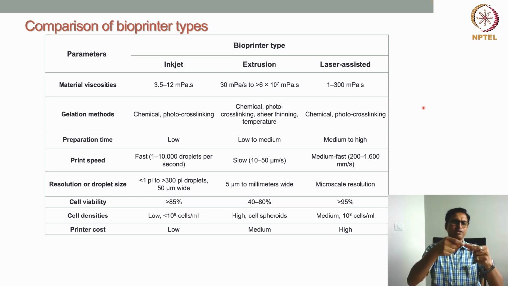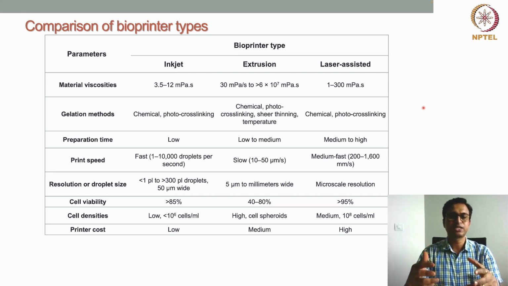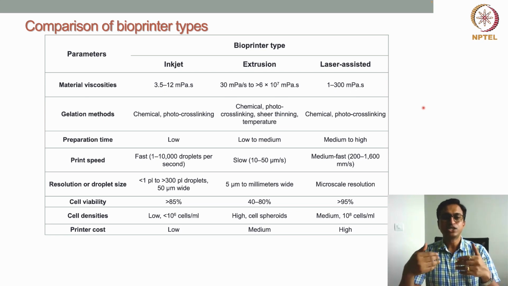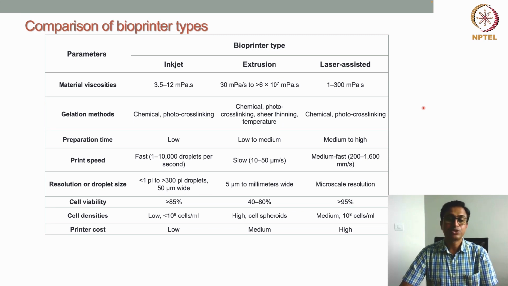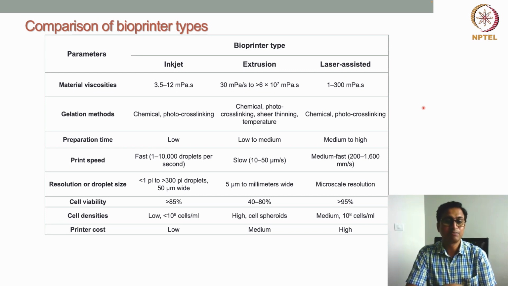Suppose we are to print a particular structure. If the material can solidify upon extrusion or upon printing, then the material can retain its shape. Otherwise, there will be shape distortion, so the printing fidelity would not be that great. That's why we need a certain kind of gelation, but the most important thing is that we need biocompatible gelation.